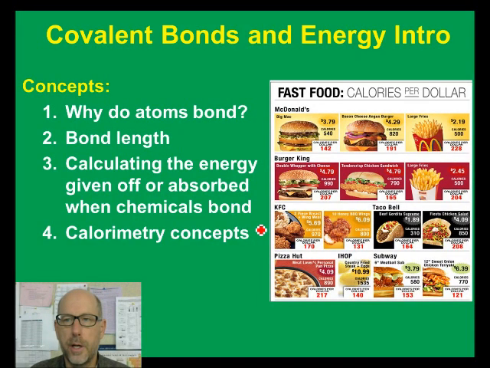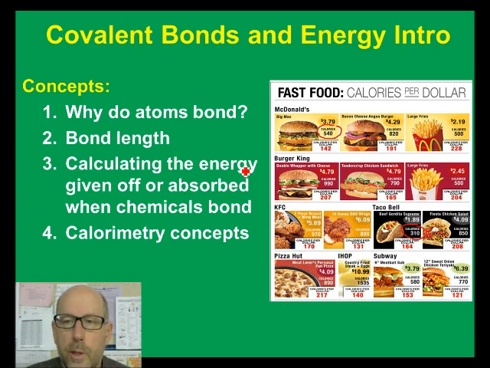Bonds and bonding energy. As you look at the picture right here, you can see part of the menu from several different fast food restaurants, and you can see that calories are prominently displayed right here. 540 calories for a Big Mac at McDonald's. Taco Bell offers the beef gordita supreme for only 310 calories. Well, let's take a look at where those numbers come from and what those numbers mean.